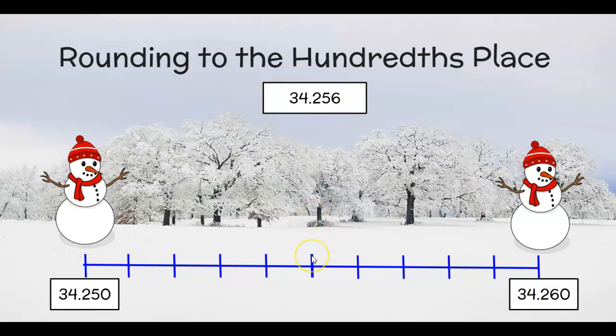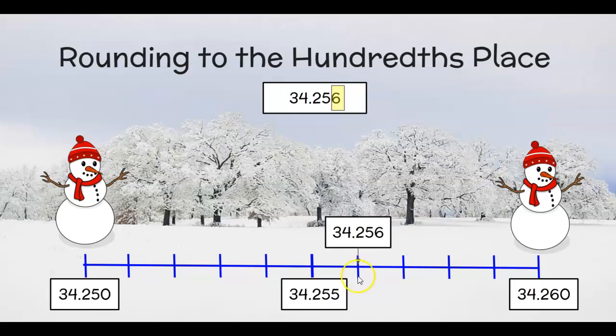Well, if we go in the middle of 250 thousandths and 260 thousandths, we have 255 thousandths, right? So we have 34 and 255 thousandths. This is 56. It's going to land right next to it, right? Okay, so that 6 shows us it's the next marker. It's in between. As soon as it hits 5 or more, remember, it rounds up. So we have this in our rounding for place values to the hundredths.